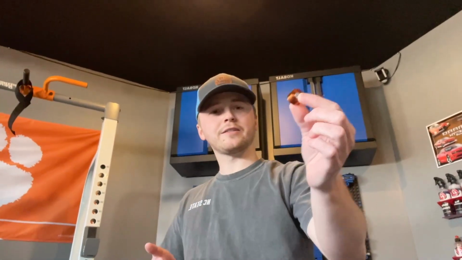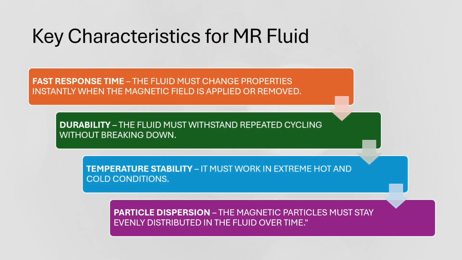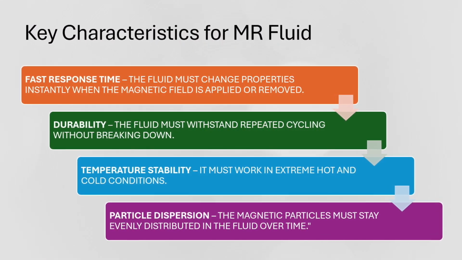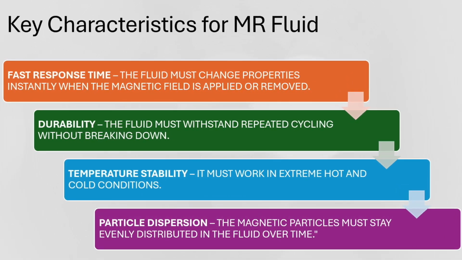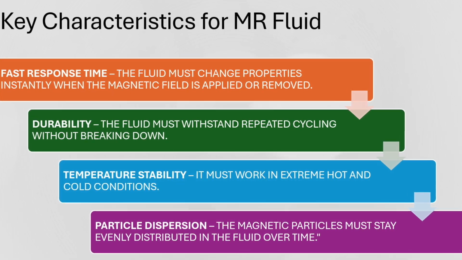And the magnets that do the controlling of the magnetic field are electromagnets like this that are adjusted thousands of times per second. The key physical characteristics important for MR fluid to work effectively are fast response time, durability, temperature stability, and the particle dispersion within the fluid. Since MR fluid is tricky to work with outside of specialized equipment, I'm going to be demonstrating the concept using ferrofluid, which behaves similarly but is easier to visualize. The key difference being that MR fluid uses larger particles which create a bigger structure when magnetized within the suspension systems.